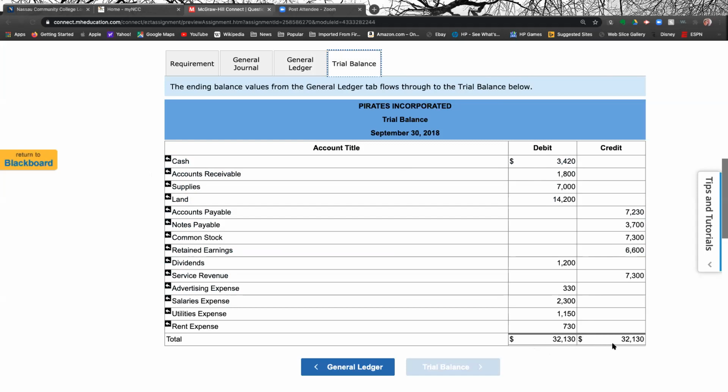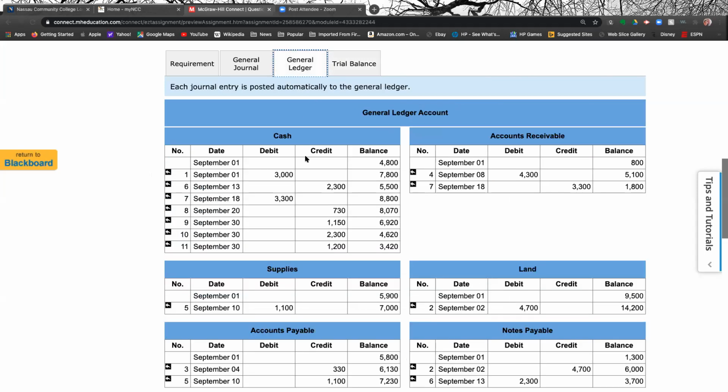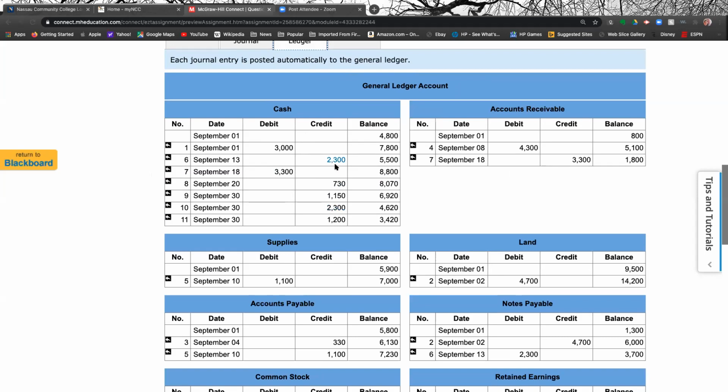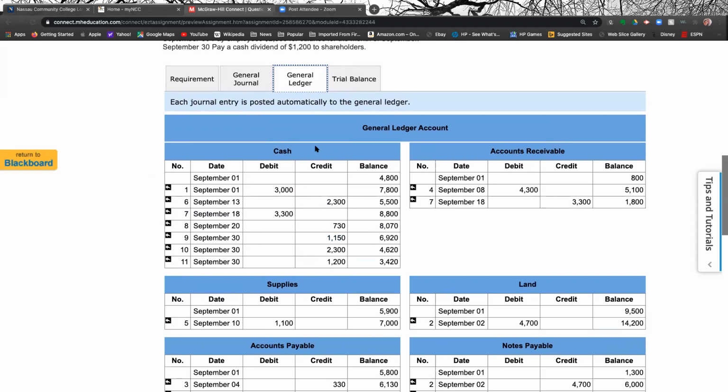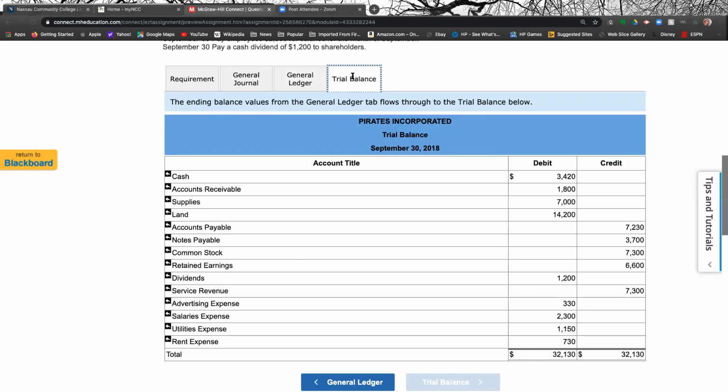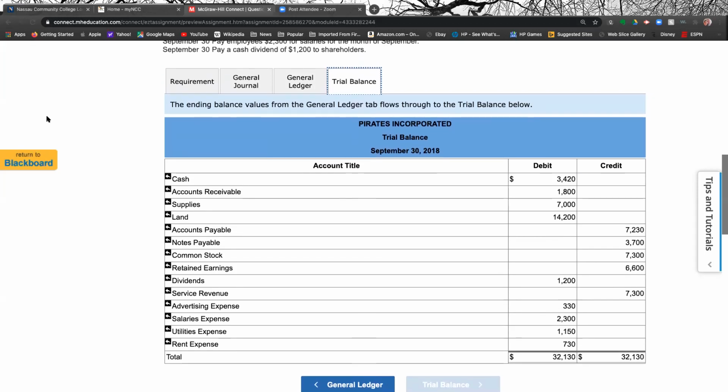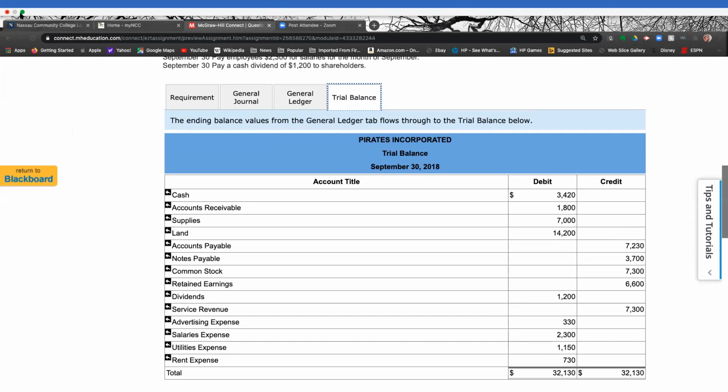And the reason we do this is we want to make sure that the debits equal the credits, because sometimes when people do this part of the problem, they put things in the wrong place. And when you do that, your debits won't equal the credits. So that's kind of like a control feature to prevent you from making a mistake. All right, so that was problem 2.